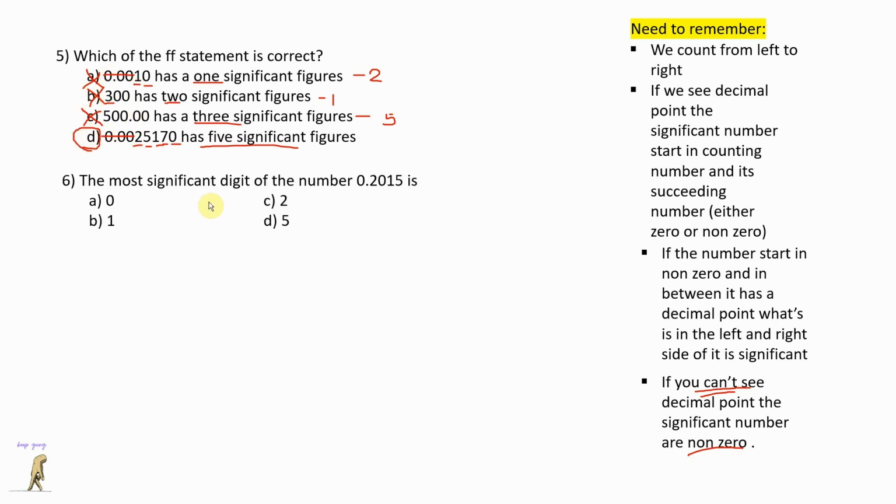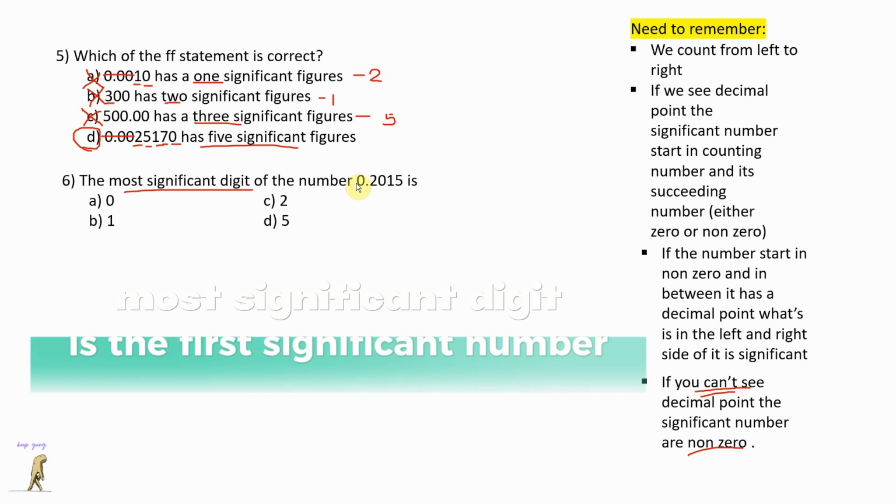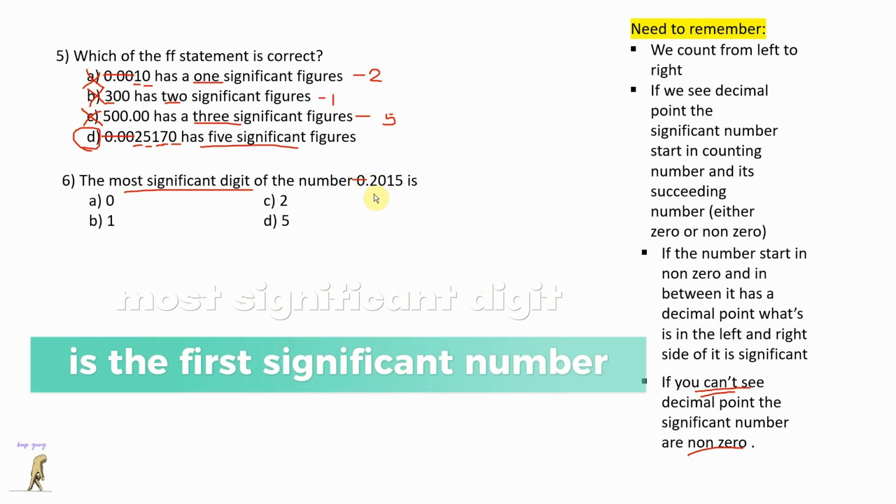Next, number 6. What is the most significant digit of this specific number? Once we hear the most significant digit, it means it is the first non-zero number from left to right. We know that this is not significant. This is the leading zero. So let's start with 2. So our most significant digit is letter C, which is 2.